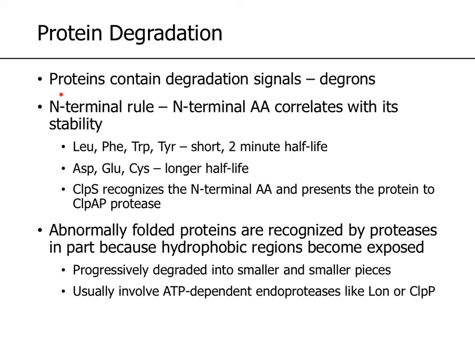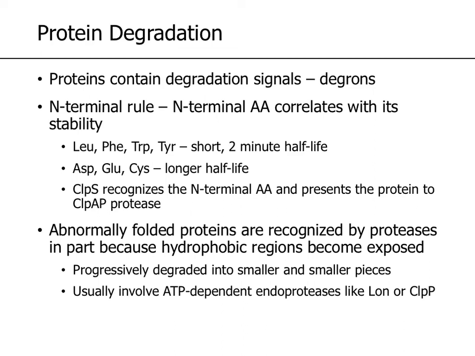So for protein degradation, you can imagine this in cases where you have misfolding, but also when the protein's done its job and the cell no longer needs it, the environment's changing, and it needs something else. Proteins contain degradation signals, which we call degrons. There's the N-terminal rule: the N-terminal amino acids correlate with stability. Depending on what amino acid you have at the N-terminus, that dictates the half-life. Some are more stable and some are not. If you have these, you have a shorter two-minute half-life, but if you have some of these, you'll get a longer half-life.